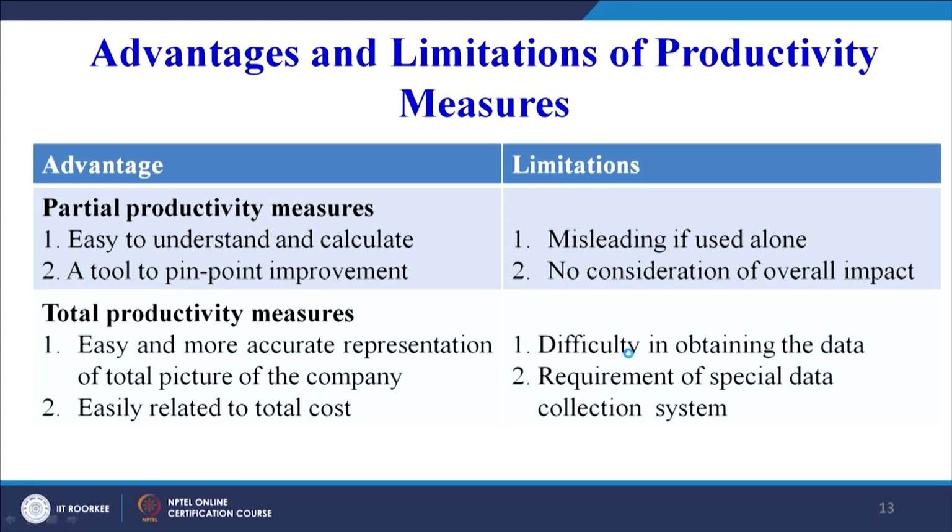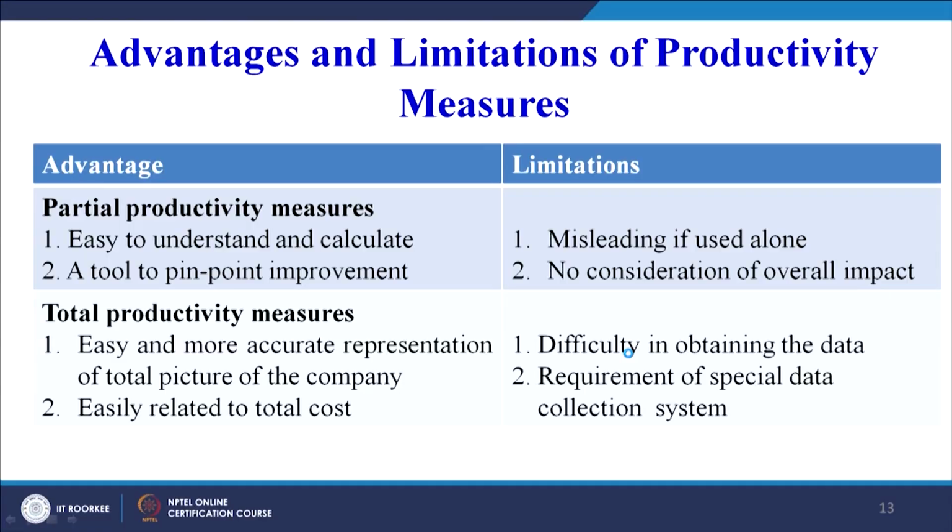So there are advantages with partial productivity measures, but the limitation is that, as I have already explained, it can be misleading because we are taking only one input parameter and there is no consideration of the overall impact of the inputs that are going into the system. Total productivity measures are an easy and more accurate representation, and they give a total picture of the company, easily related to the total cost. When we add all the inputs in the denominator, it can easily help us estimate the overall cost of production. But sometimes it is very difficult to quantify each and every type of input that is going into the system.